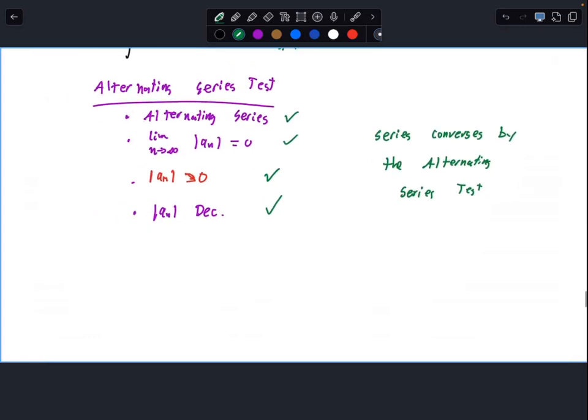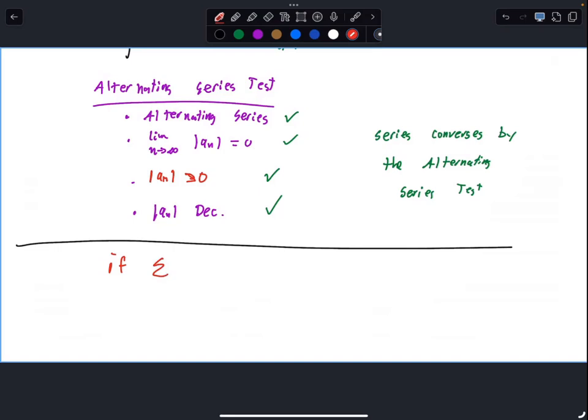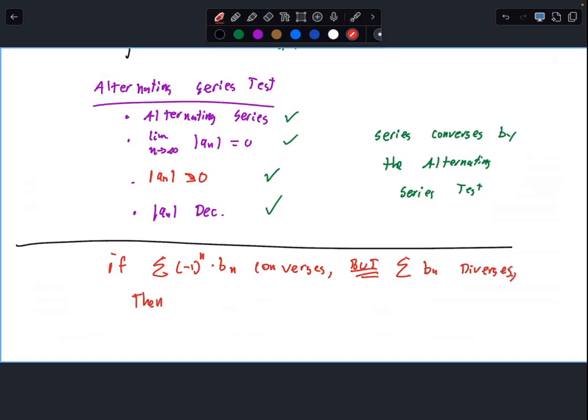Now, if the series of negative 1 to the n of b sub n converges, but the series of b sub n, which is, of course, the absolute value of a sub n, diverges, then the series of negative 1 to the n of b sub n, we say that this converges conditionally.